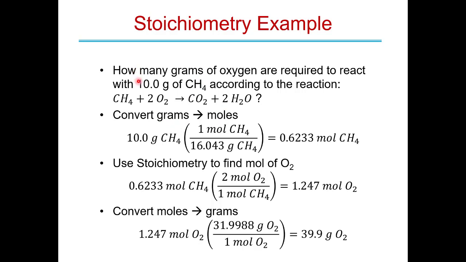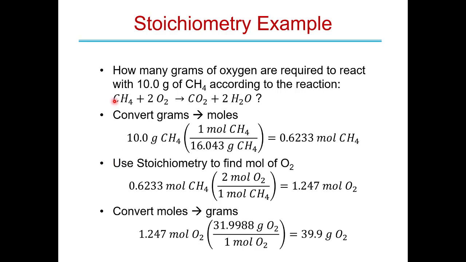So what are we given? Well, we're given information about the number of grams of this starting material, the methane. So we're going to convert those 10 grams of methane into moles. We just divide by the molar mass of methane, which we'll calculate off the periodic table. And you see that the grams of methane cancel out by putting that gram unit in the denominator, and that tells us how many moles of methane.